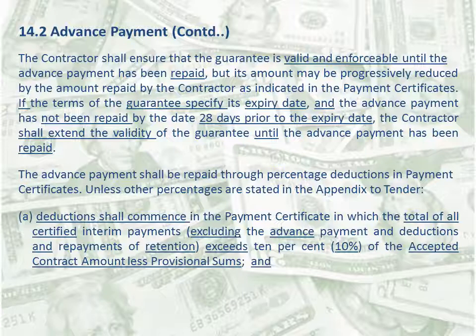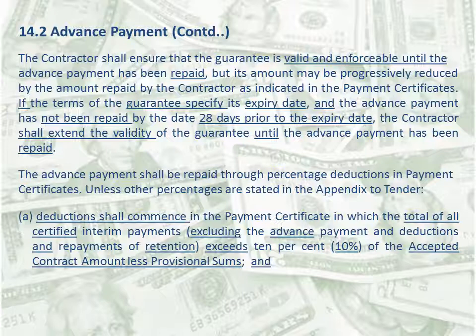Therefore, if the guarantee has an expiry date and the advance payment has not been fully recovered by the date which is 28 days prior to the expiry date, the contractor has to extend the validity of the guarantee until the advance payment has been repaid.